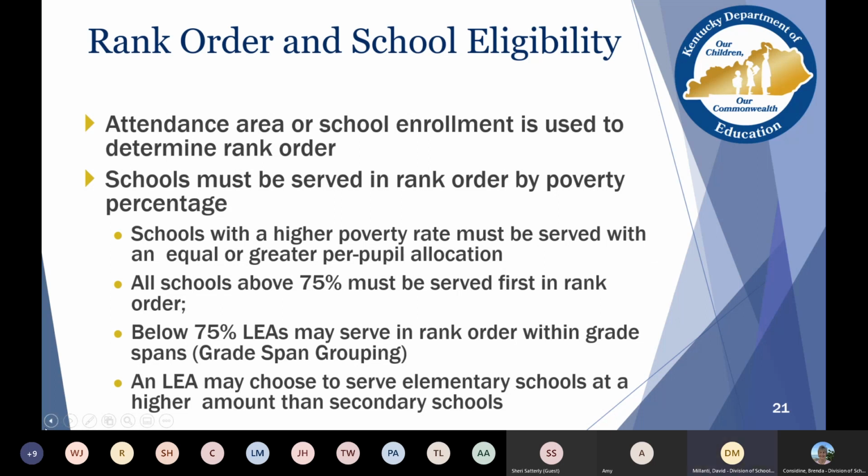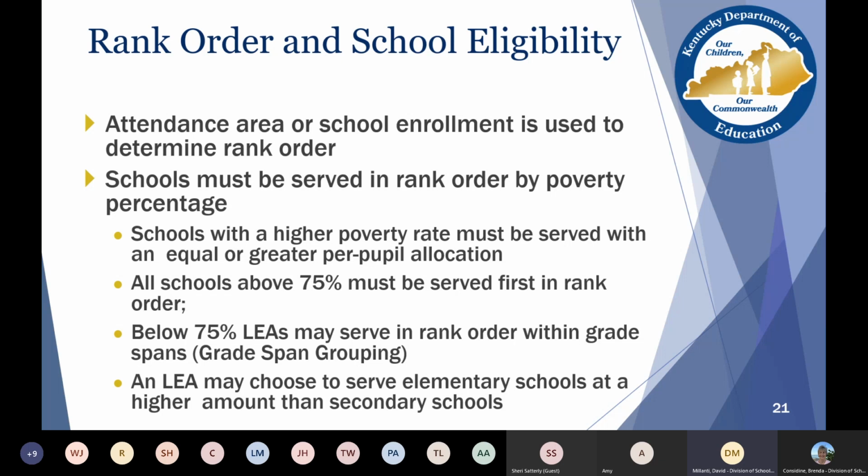Generally, schools are ranked from top to bottom, and when we say ranked, we mean that they are put in order by poverty, high to low, and then they are served with per pupil amounts down that poverty line. And we'll give you some examples of that in just a second. But generally, your higher poverty schools are going to get a higher per pupil amount.